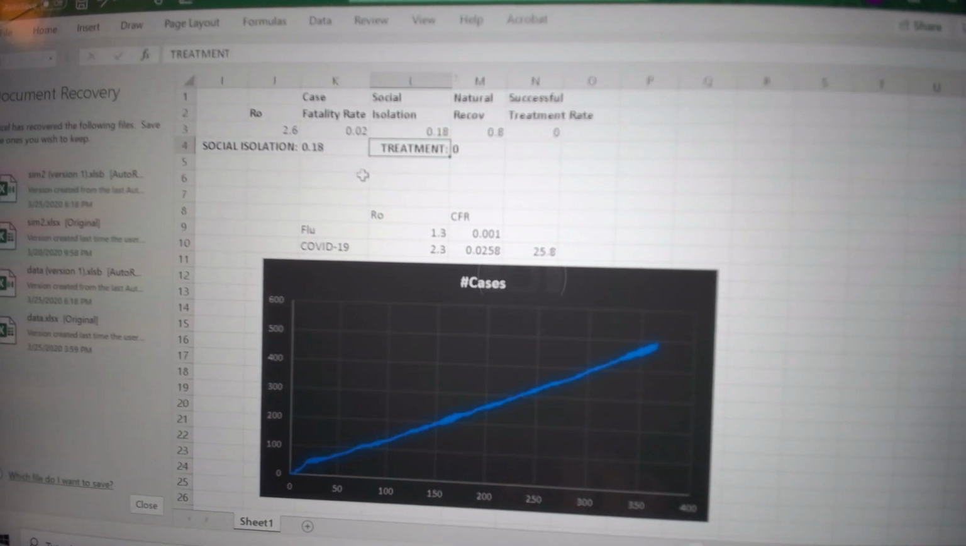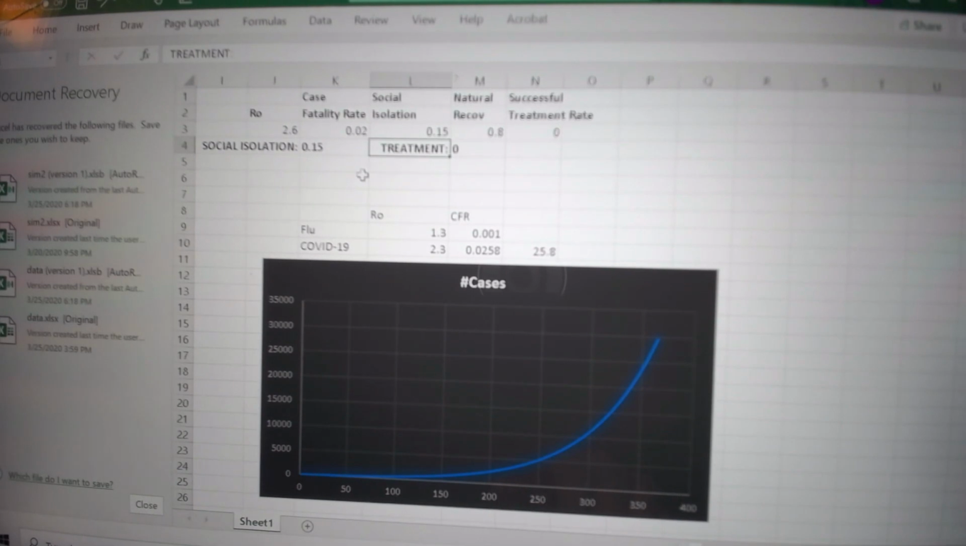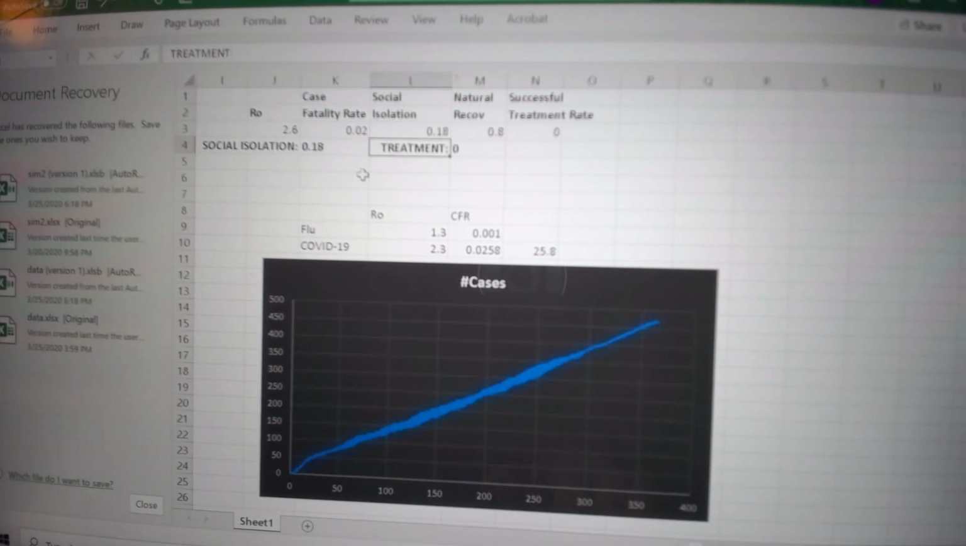18%. Now we go from more like a... 18% gives us more like South Korea, and that's what can happen with testing. Okay, but look at the major difference if we go from 15% to 18%. In terms of the numbers outcome, we got 30,000 infected in a year and 500 infected in a year. Just 18% social isolation, folks.